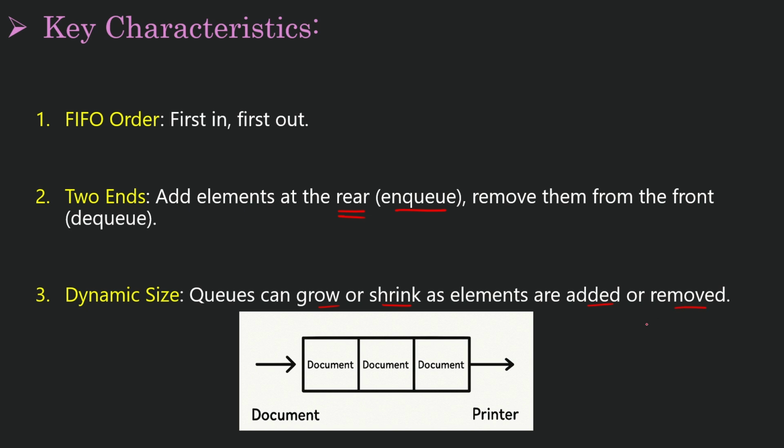Real-world example. Think of a printer queue. When you send multiple documents to print, the printer processes them in the order they were sent. The first document in is the first one printed.